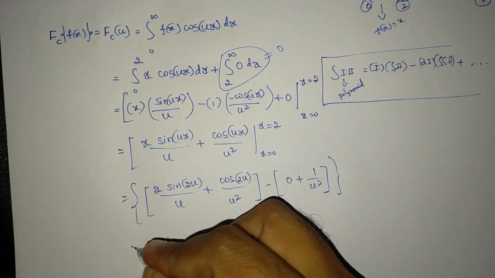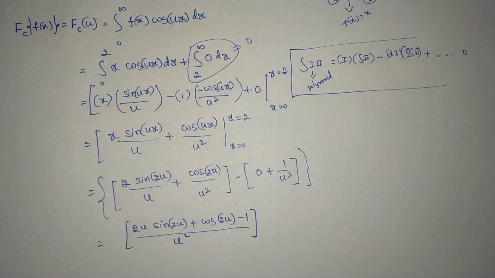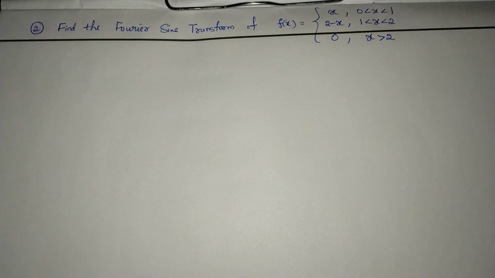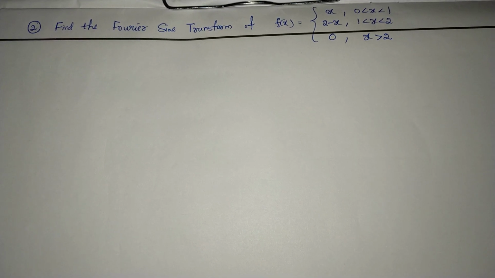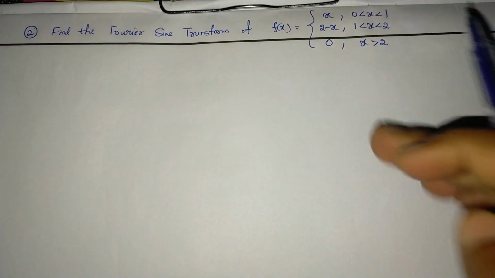So we have the final answer is given by. So let us solve the next problem. So look at the second question. We need to find the Fourier sine transform of f of x. So here f of x is given.